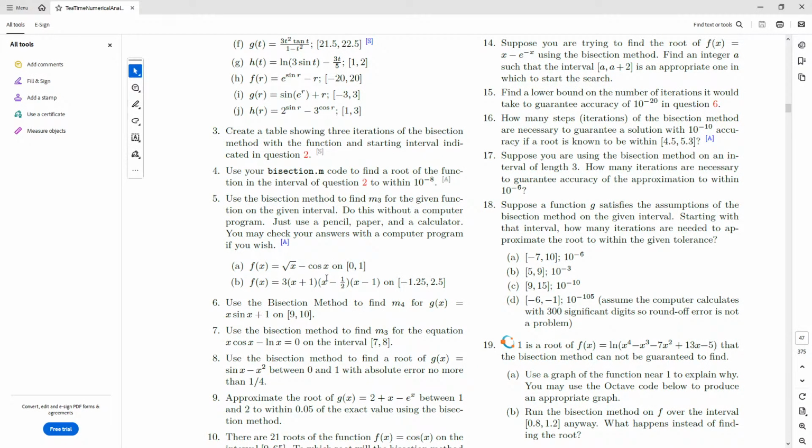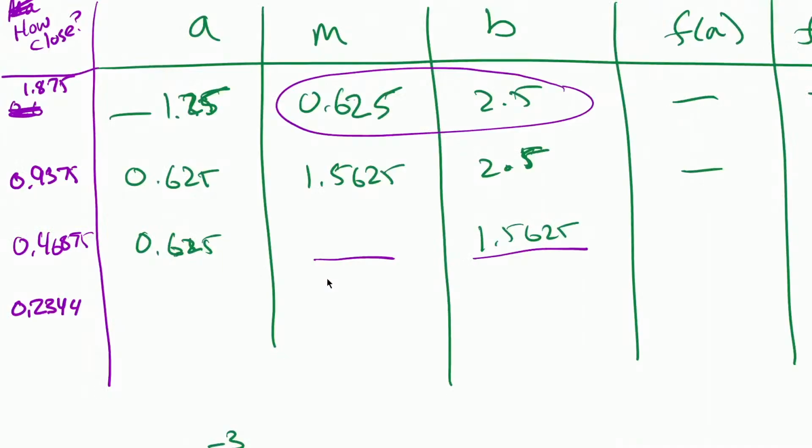Find a lower bound on the number of iterations that it would take to guarantee an accuracy of 10 to the negative 20th. So I want to be within 10 to the negative 20th of the truth in whatever problem I'm working on. So let me just show you how I would do this with this problem.